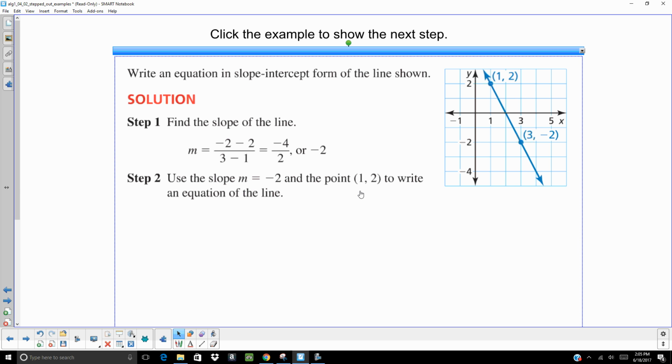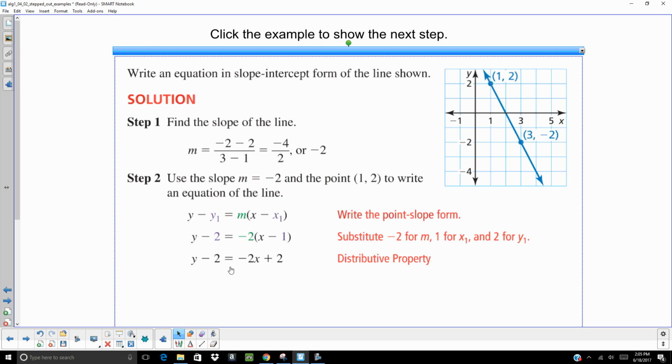And then we're going to choose a point. You can choose either point. I would have chosen the 1, 2 as well, because it's all positive numbers. Positive numbers are easier to work with. So there's my equation, because I have a point and a slope. You plug everything in, y minus 2 equals negative 2 times quantity x minus 1.